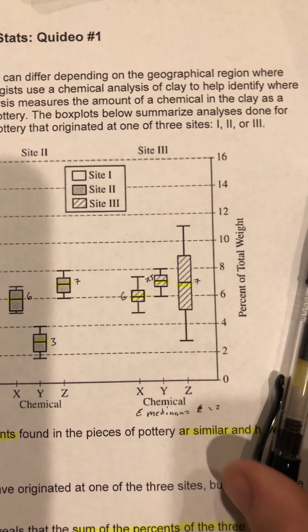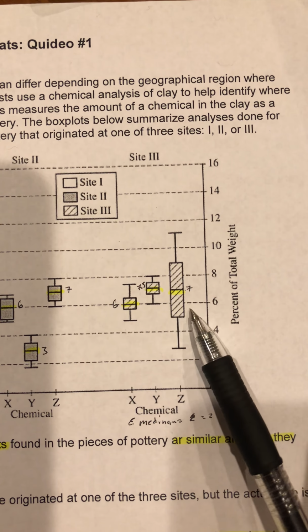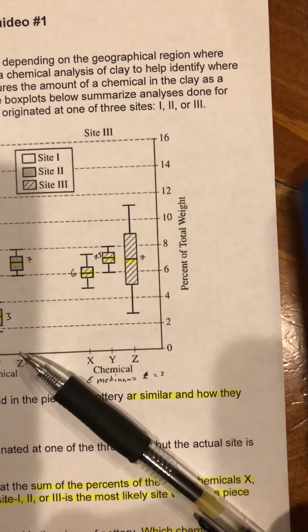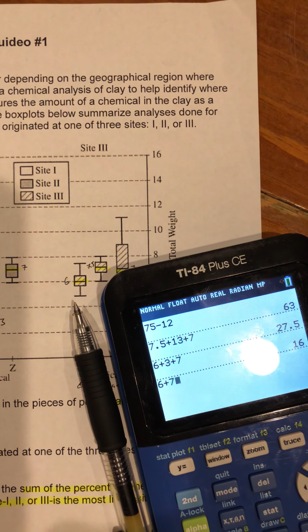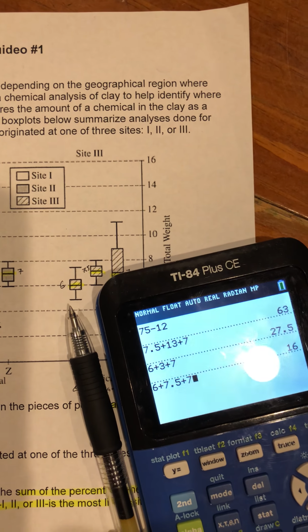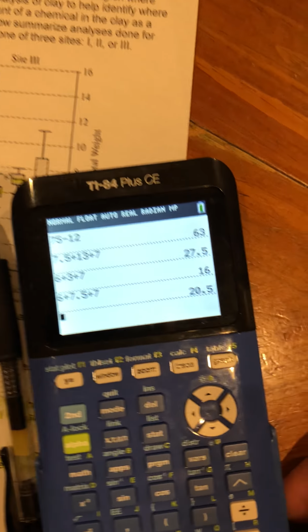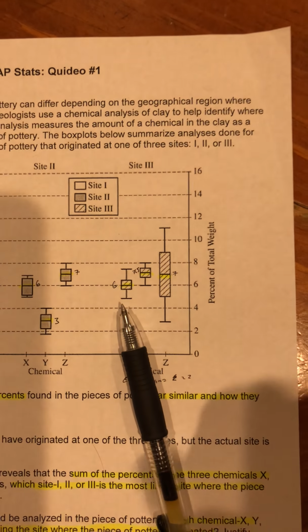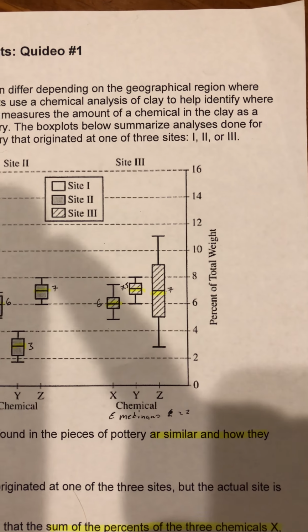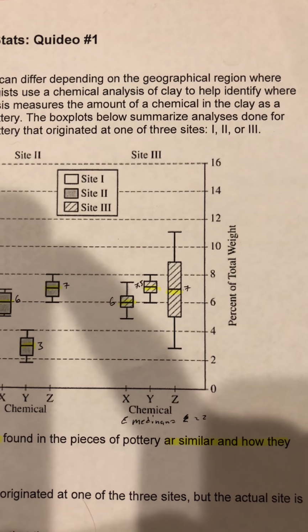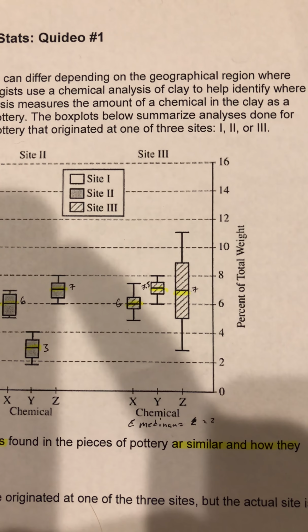But just in case, we're going to check to make sure that these 3 values add up to 20.5. So back to the calculator. So we have a value of 6, a value of 7.5, and a value of 7. So we add those together, and we get an exact value of 20.5. Right there, see, 20.5, awesome. All right, so that means that the piece of pottery that we've found came from site 3 because all 3 median values sum together to be 20.5. Okay.